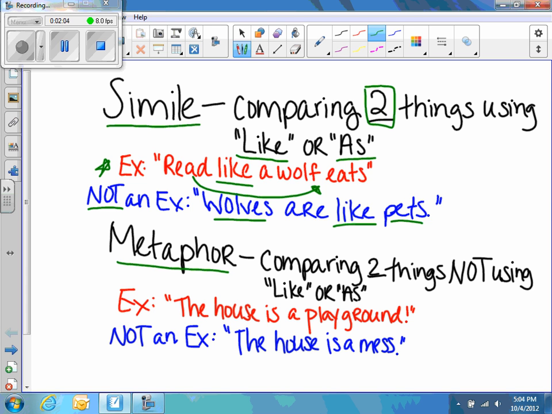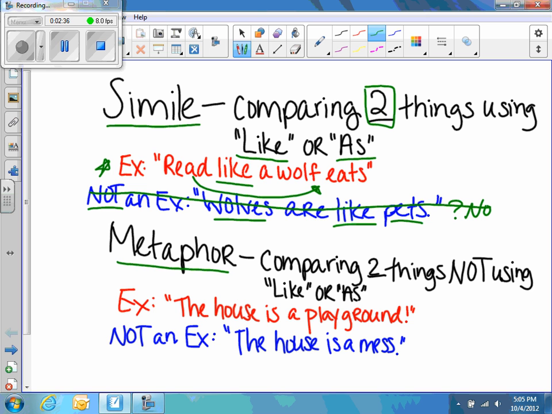We're more like just saying this. Okay, and does this create a picture in our head? No. We don't get any sort of picture of how wolves are like pets. We don't get a picture of what a wolf is like, because there's many different kinds of pets. There's a dog, there's a cat, there's lizards, there's birds, snakes, whatever. There's so many different pets that doesn't give us any sort of description or mental picture about what a wolf is like. So this is not a good example of a simile.